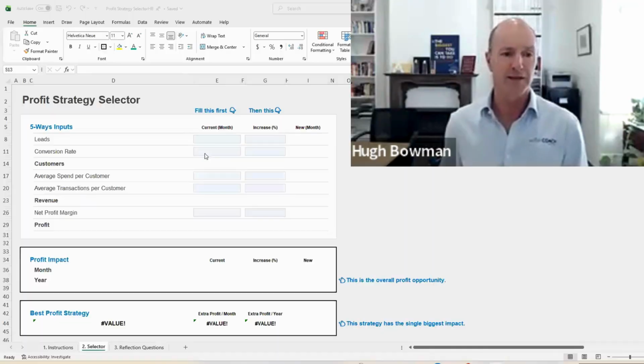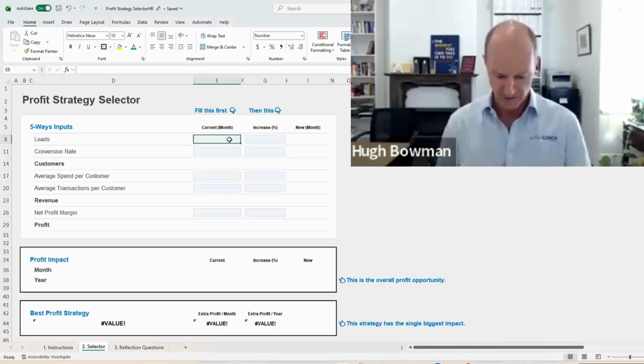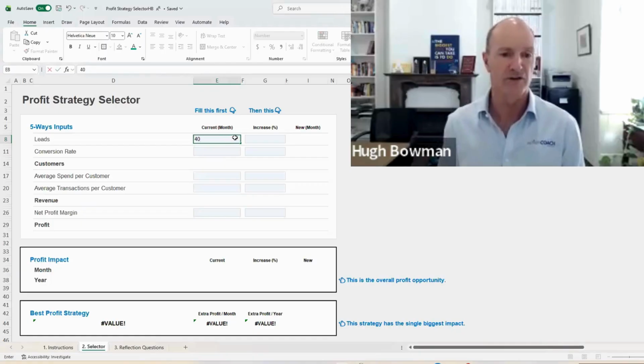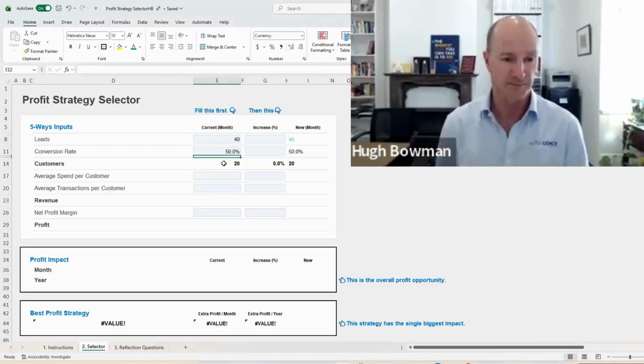Right, so here we are, the 5 strategy selector. So first of all, you might have a business, say an electrician, that has 40 leads per month. And you have a long history of converting 50% of them, such that you end up with 20 customers. And as it happens, if you look at your accounts, you can find the average spend over time, and you can work out what it is.